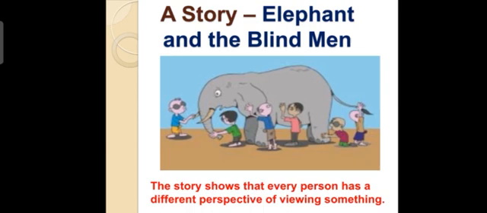The fifth man who touches the belly said, "Elephant is like a huge wall." The sixth man who touches the tusk said that elephant is like a solid pipe. So, by this story, we can say that every person has a different way of viewing something.